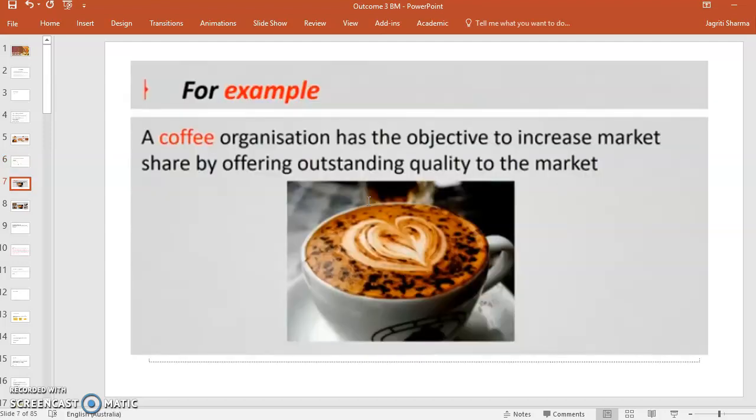Now, when you're looking at making a coffee, the organization has the objective to increase market share by offering outstanding quality to the market. As a consumer, we always like to go to a place which sells better coffee. So if the quality of your product is improving and it is a better quality product than most of the other competitive products in the market, you will have an edge in your business. So these are some things to be careful about when you're looking at operations management.